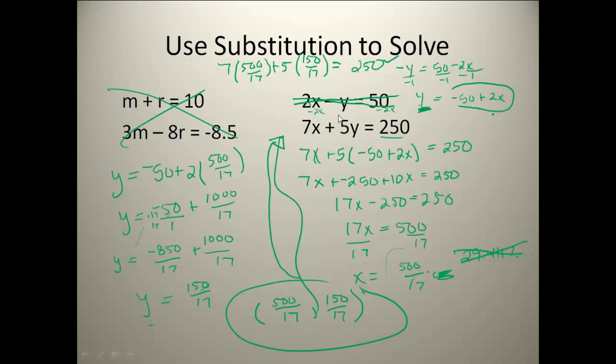You can do the same thing for that top equation. You can type it into your calculator right here and take the 2 times the 500 over 17 and subtract the 150 over 17. When you do that, you get 50, which according to our original equation is what we needed. So it does work in both of them. So our solution would be right.